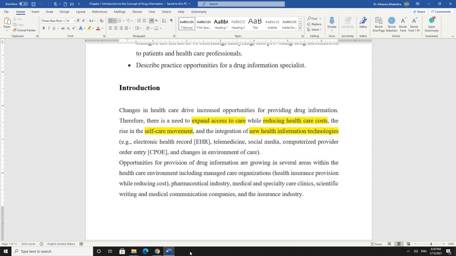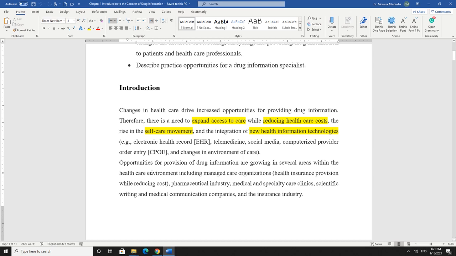So the services are expanding, and the pharmacist has a great role to play in that. There is a very important aspect: we need to reduce the cost, but that is not at the expense of providing the best care available.